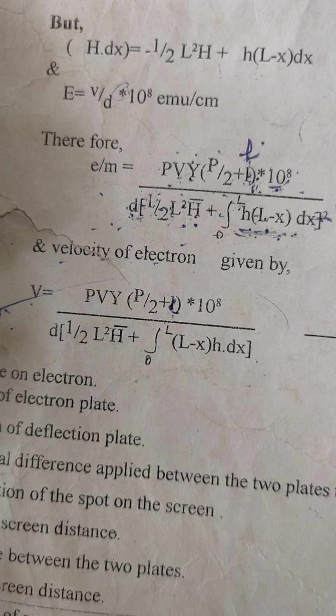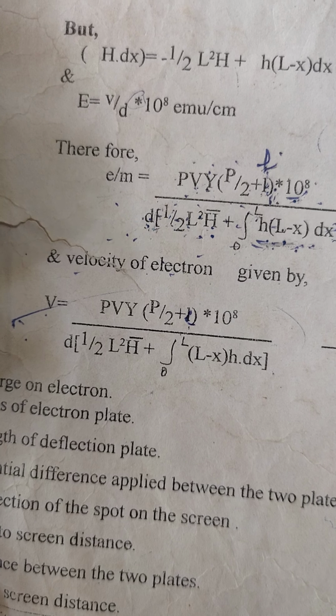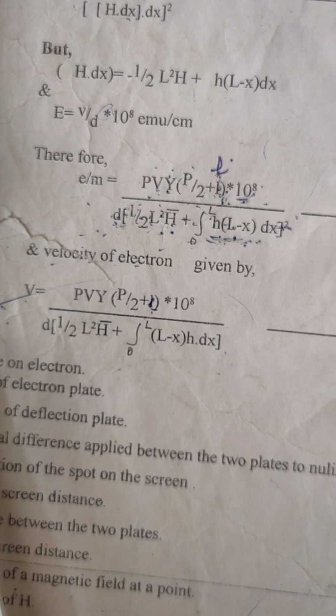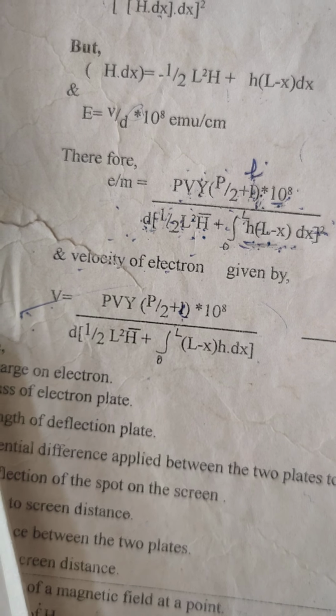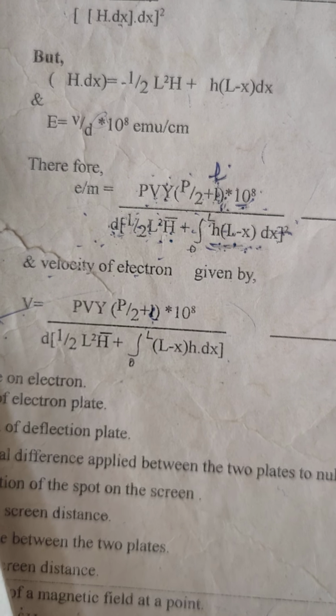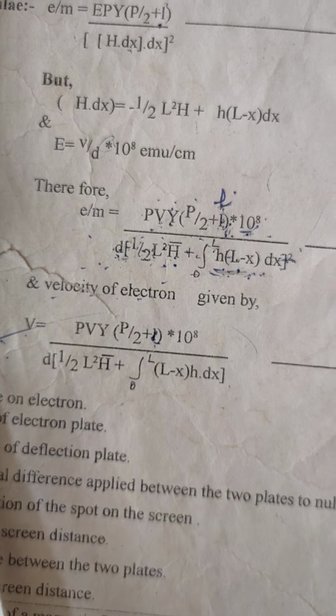So use this formula to calculate velocity of electron, and maximum velocity of electron, it comes out to be 1/10 of velocity of light, and that way this experiment is completed, wherein we have calculated specific charge of electron by Thomson's method.